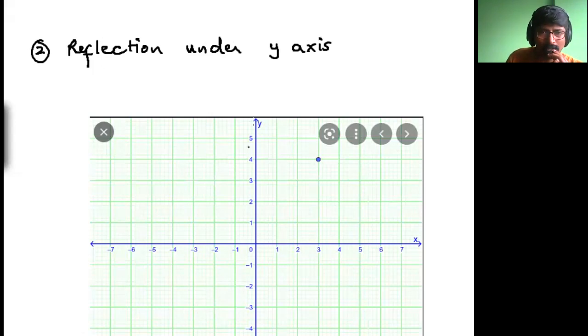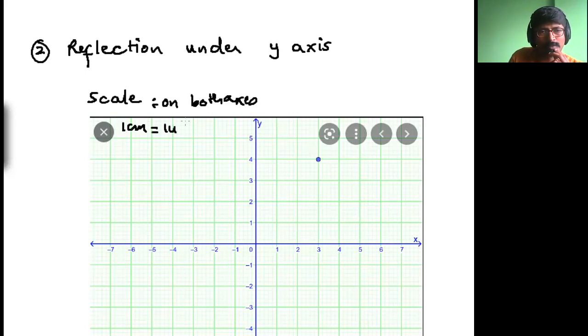So I have got the x-axis over here and y-axis over here, and the scale is again the same thing. On both axes, 1 centimeter is equal to 1 unit. This is a scale. Writing the scale is very important. Now what do you mean by reflection under y-axis? Simple. So this y-axis becomes the mirror line. Now if that is a mirror line, then where will the reflection come?